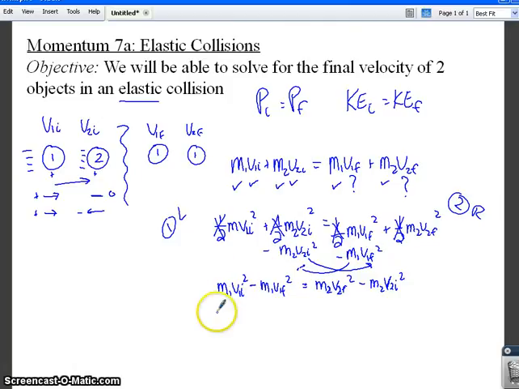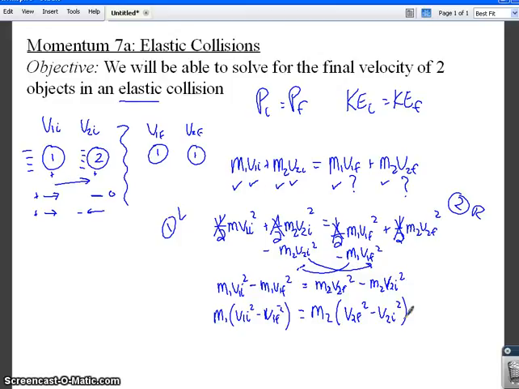Factor out the m1. m1 times v1 initial squared minus v1 final squared equals m2 times v2 final squared minus v2 initial squared. Okay, the m's are factored out. This is as far as I can go with this right now.